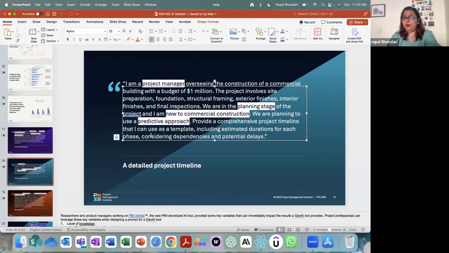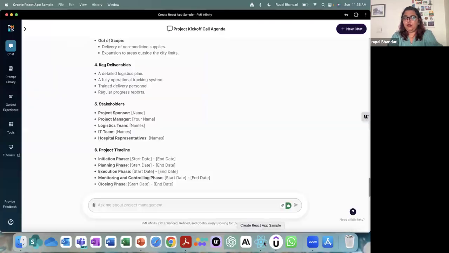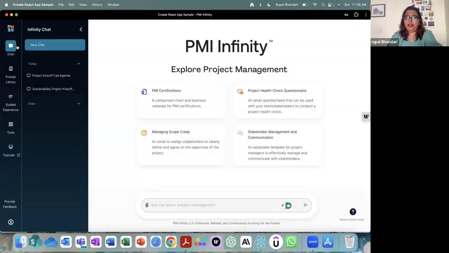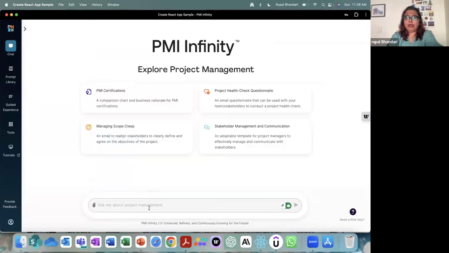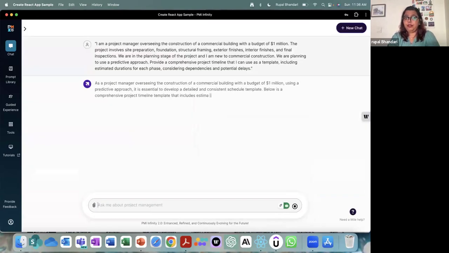So dependencies and potential delays are things that it has to think about by itself. We are not telling it what the dependencies are or what the potential delays are. We are going to ask it to think for itself. I'm going to start a new chat, put that prompt in here and hit enter. So it's going to generate a response.